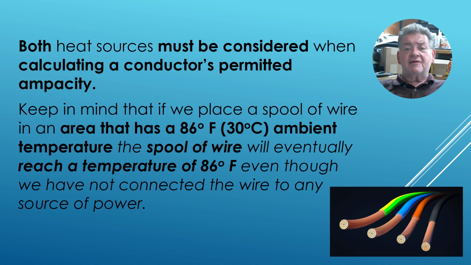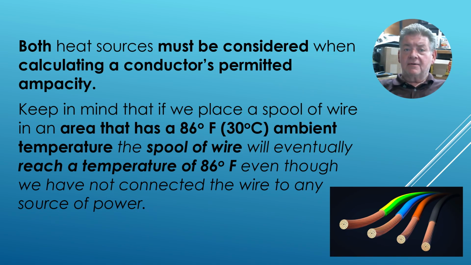Conductors are exposed to multiple heat sources, but there are two primary sources of heat, and both of those primary heat sources must be considered when calculating a conductor's permitted ampacity.